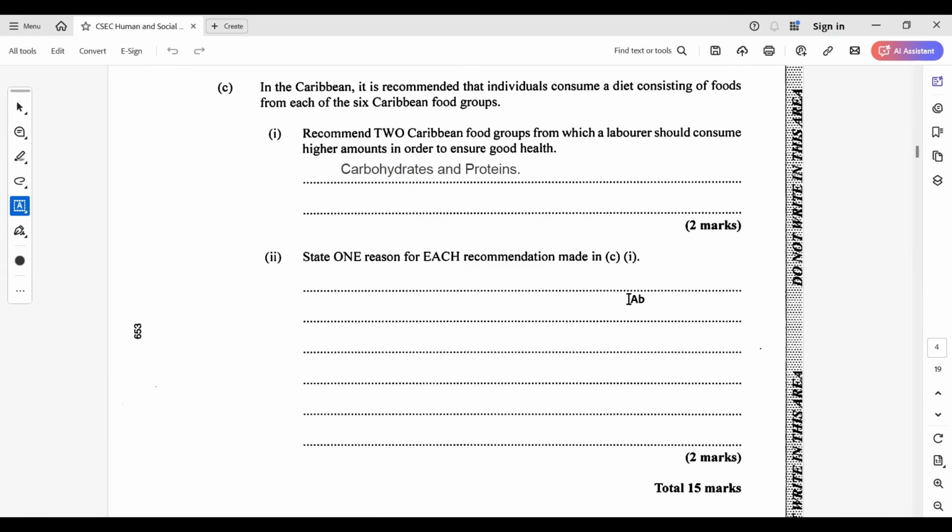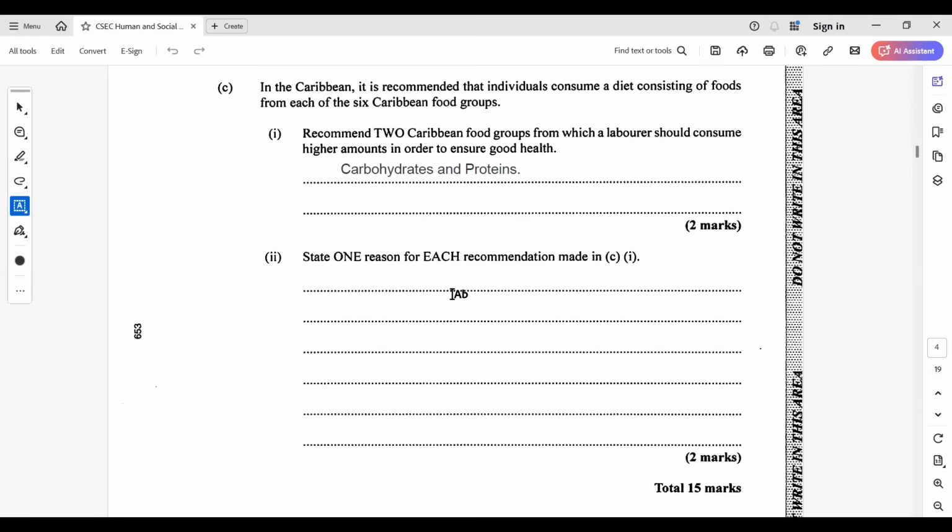You can let us know which kind of examples you gave in the chat, which Caribbean foods. We are all doing the exam in different islands. Let your favorite principal know which Caribbean foods you got your carbohydrates and your proteins from.